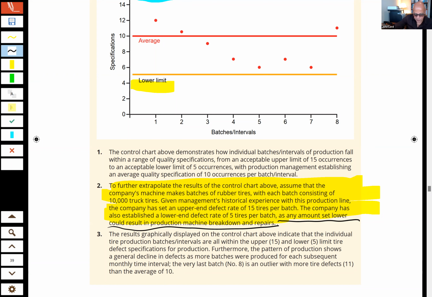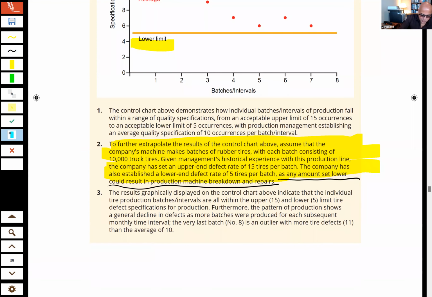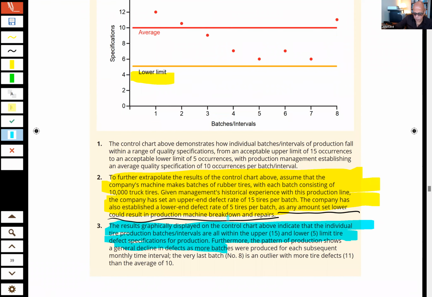Now, I don't entirely agree with the analysis here. I'm kind of like, well, I don't know about that. The results graphically displayed in the control chart above indicate that the individual tire production batches all fall within the 15 upper and 5 lower limit. That's true. Specification for production. Furthermore, the pattern of production shows a general decline in defects. Okay, yeah, it does, as we hover towards that lower limit for each subsequent monthly time interval.